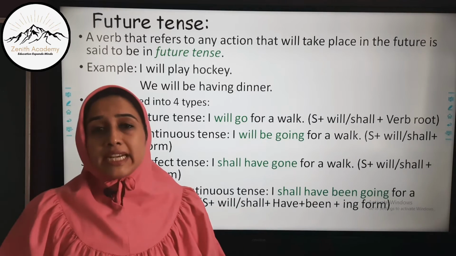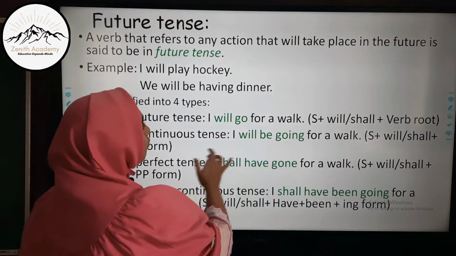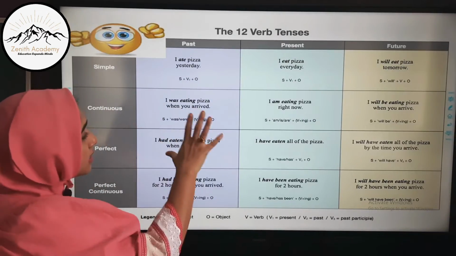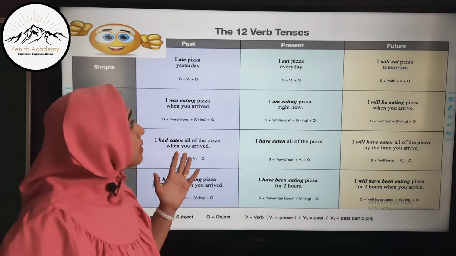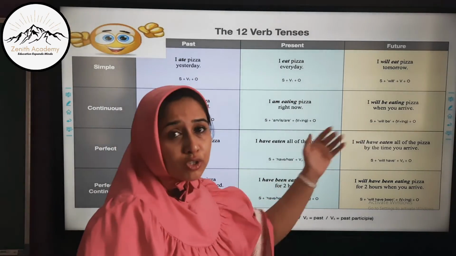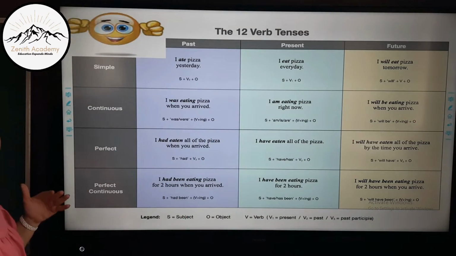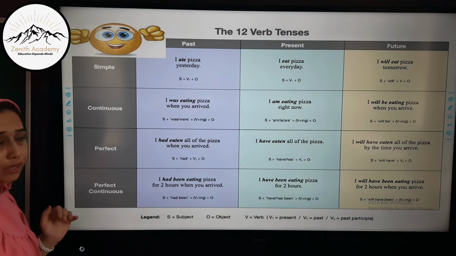Now this was a detailed explanation of all the three tenses. Now quickly take a review or recap of all the tenses in one chart. Now let's see the 12 tenses of the English language. Past, present and future, and are classified into 4 subtypes: simple, continuous, perfect and perfect continuous.